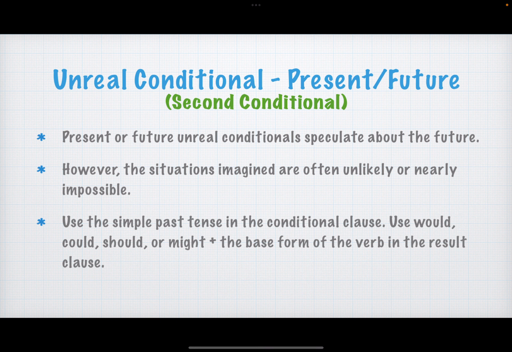In the unreal conditional for the present or future, we use simple past tense in the conditional clause. Now, just because we're using simple past tense doesn't mean we're talking about the past. We are actually most likely talking about the future. We're just using the same form of the verb that we use for past tense. In the result clause, we use would, could, should, or might plus the base form of the verb.